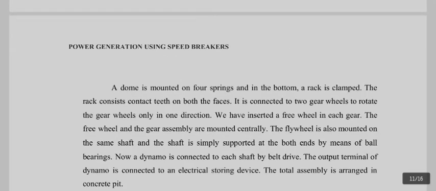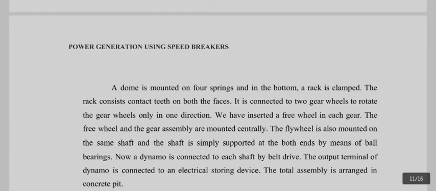A dome is mounted on 4 springs and at the bottom a rack is clamped. The rack has contact teeth on both faces. It is connected to two gear wheels to rotate the gear wheels only in one direction. We have inserted a free wheel in each gear. The free wheel and the gear assembly are mounted centrally.